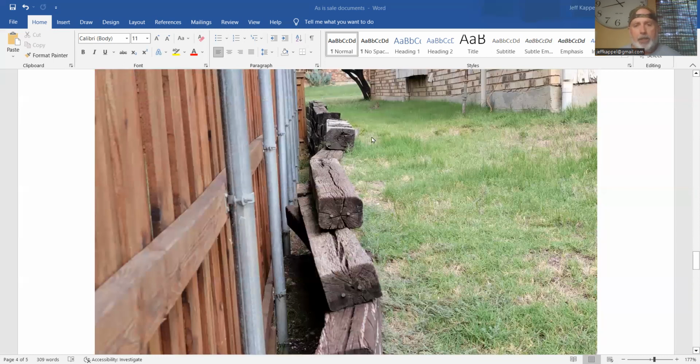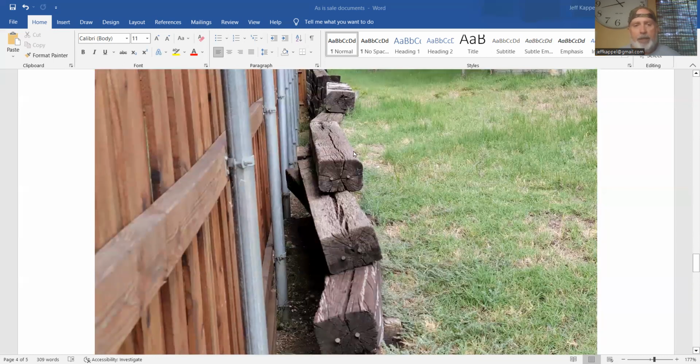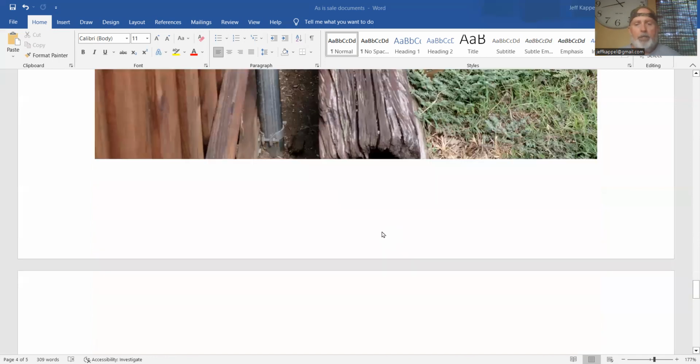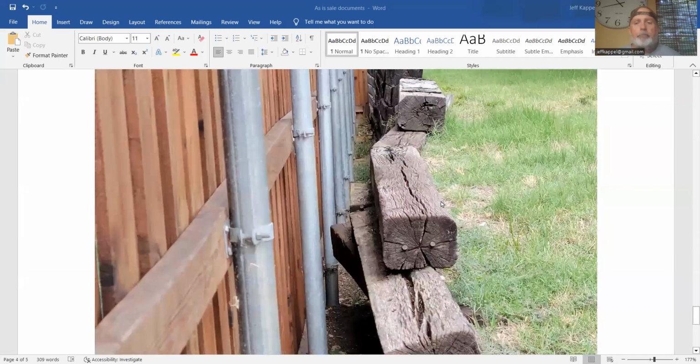And here you can see, it's kind of gone out of alignment, and there's a lot of rot. Okay, now this brings up an interesting thing. Under normal circumstances, the property owner is not required to repair anything when they go to sell the property.